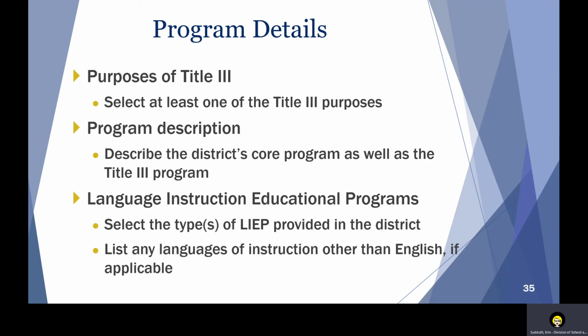Districts must also provide information regarding how the Title III program will be evaluated, parent, family, and community engagement that will be provided, and equitable services to eligible private school students if applicable. The final section, the district selects which language instruction educational programs or LIEPs are being implemented. If any of the selected LIEPs includes instruction in a language other than English, districts will list those languages. That does not refer to the languages that your EL students speak, but the language that the LIEP is being given in.